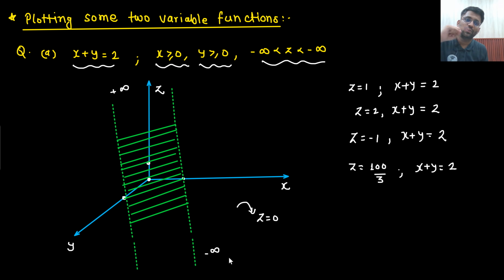For every value of z, you need to make the graph of x plus y equals to 2. The x plus y equals to 2 graph always will be made like this, but for different values of z. So upper side, downward side in that manner. Understandable? Let's make the next graph.